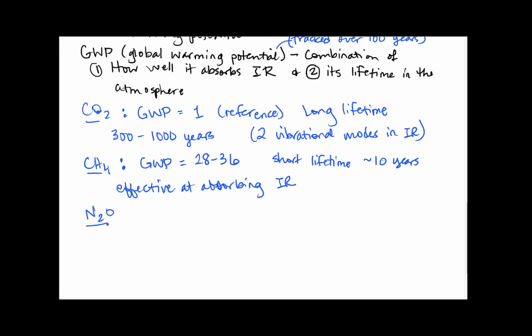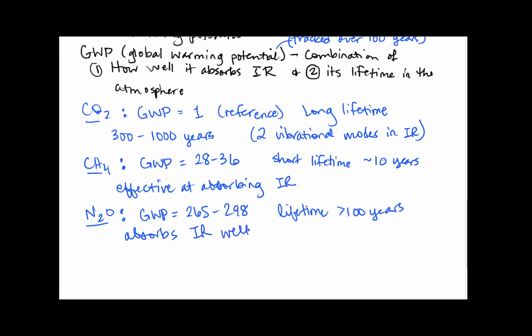So nitrous oxide, N2O, has a much more significant global warming potential. It's somewhere in the 265 to 298 range. I got these numbers off of the EPA website. Its lifetime is not totally well understood, but it's probably more than 100 years. It absorbs IR well, obviously even better, much better than carbon dioxide. It's hard to know how to compare it to the CH4, but there's actually a formula for it.